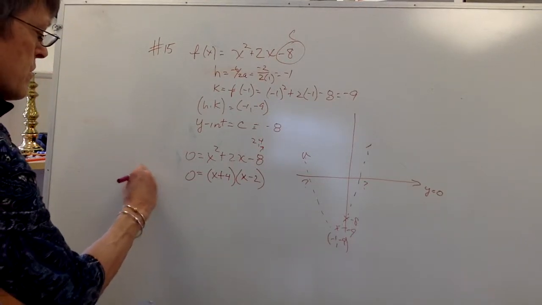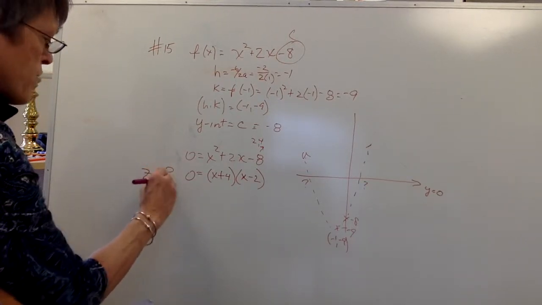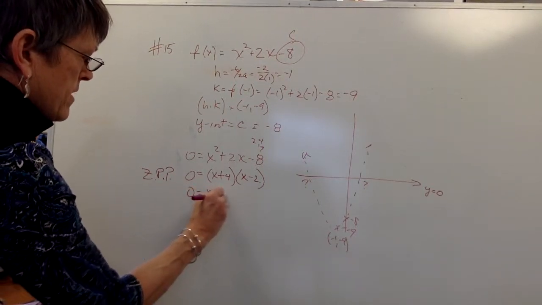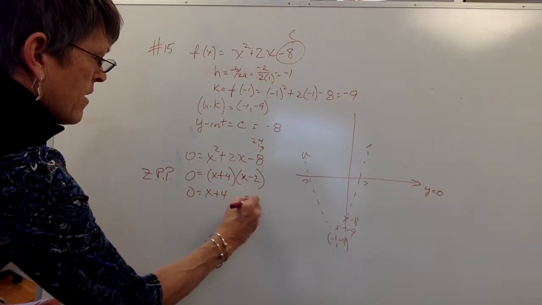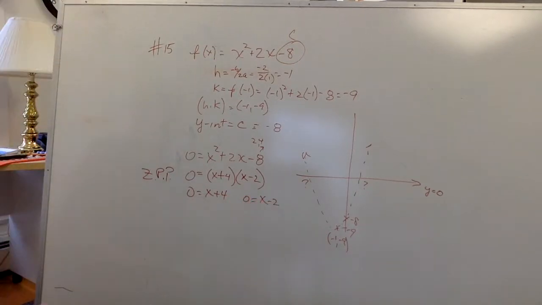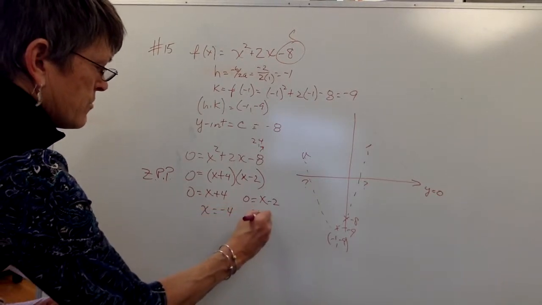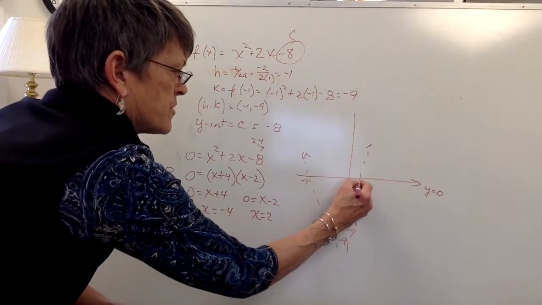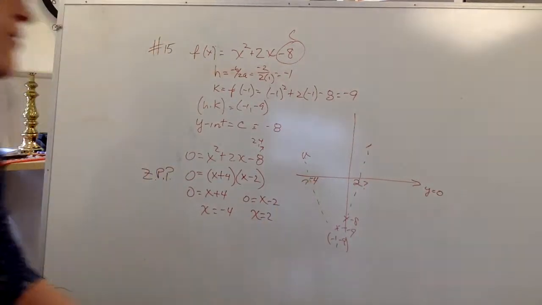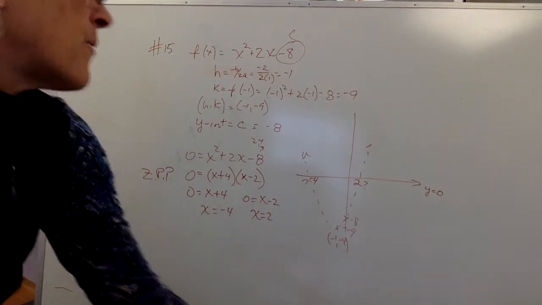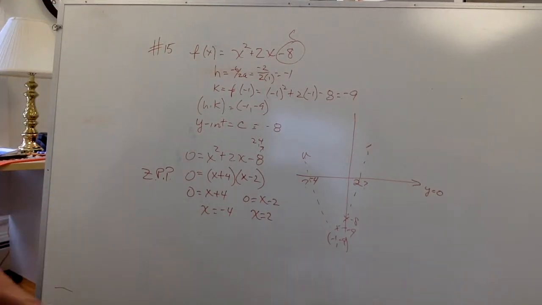Therefore, using the zero product property, we know that x plus 4 is equal to 0, or x minus 2 is equal to 0. So we get x is equal to negative 4, and x is equal to 2. So this value is 2, and that value is negative 4. My scale may be off a little bit, but that was just a quick sketch. Okay, so that's pretty straightforward. That's a problem that's easy to factor.